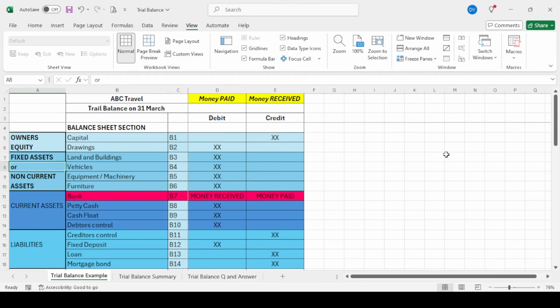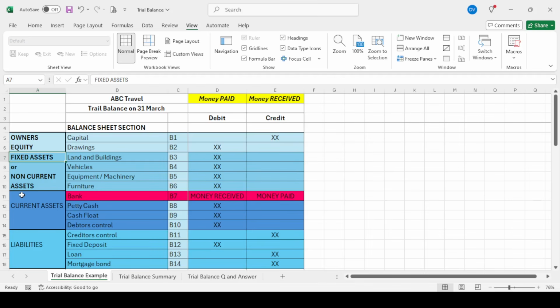So fixed assets, just to help you to remember, a fixed asset is something that is going to be the same today and tomorrow. If you buy a car today, it's still going to be a car tomorrow, right? If you buy an office chair today, it's still going to be an office chair tomorrow. Fixed assets, they are the same today and tomorrow.